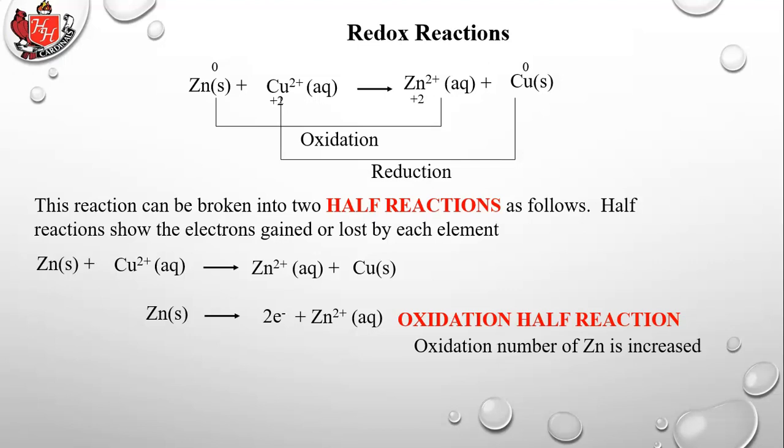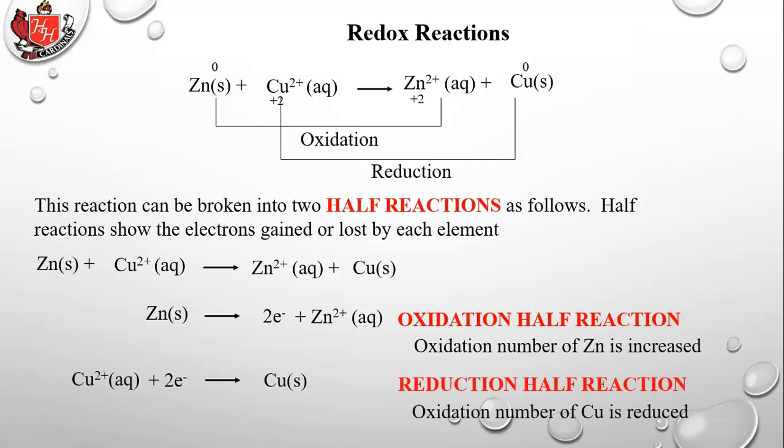So you take zinc in its pure form, that's the reactant in its natural form. It gives up 2 electrons and becomes a zinc 2+ cation. So that's the oxidation half reaction. So the oxidation number of zinc is increased. The copper half of the reaction is called the reduction half because you have the copper 2+. It gains 2 electrons. That's going to reduce its oxidation number down to 0. So the oxidation number of copper is reduced.